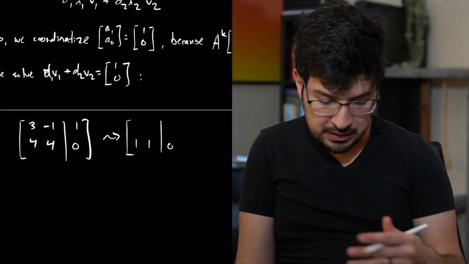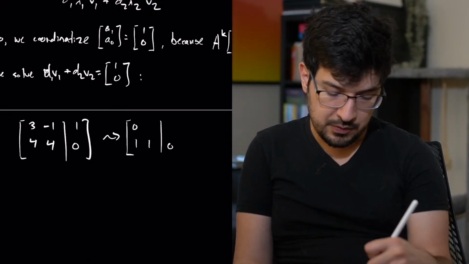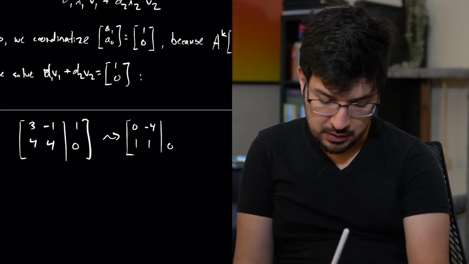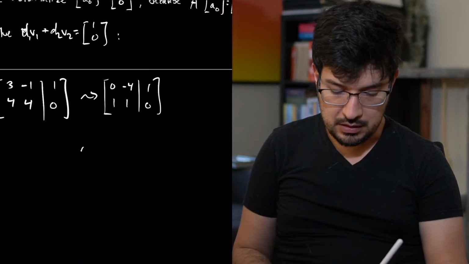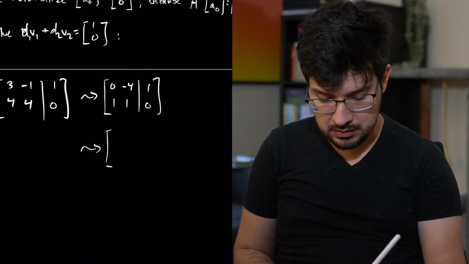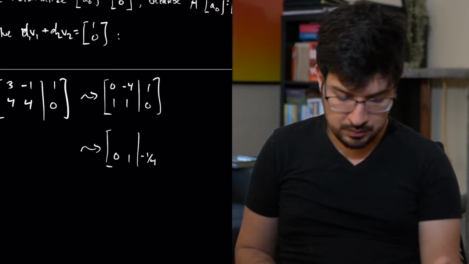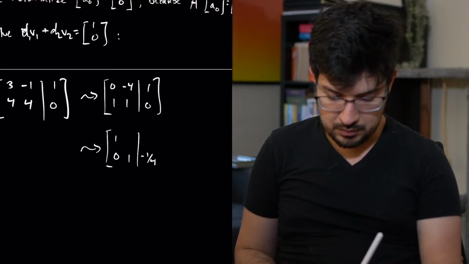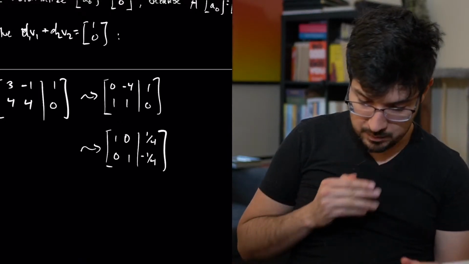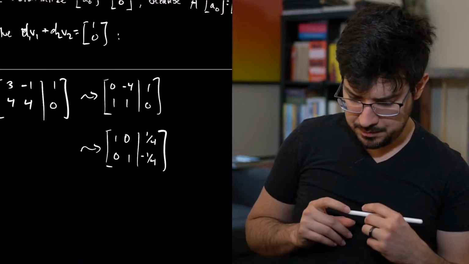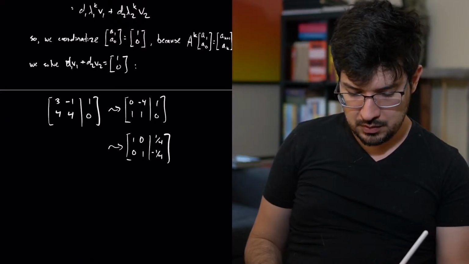And then we can subtract 3 times that from the first line. So negative 1 minus 3 is negative 4. 1 minus 0. And then, isn't that right? 1/4 and negative 1/4. Confirming that.